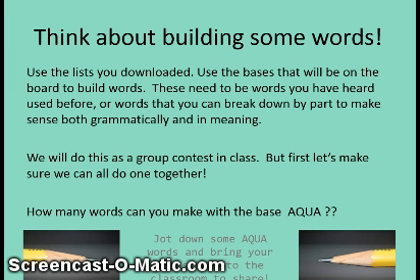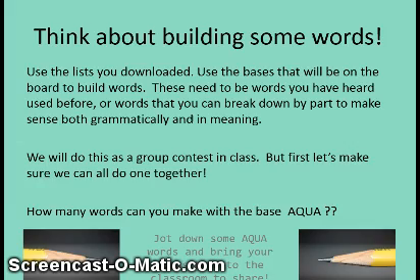Okay, so let's think about building some words. Use the lists that you downloaded. Use the bases that will be on the board to build words. So when you come back into the classroom, we're going to have an activity for you, okay? There are going to be a number of bases on the board, and we're going to put you guys into breakout rooms and groups and see how many words you could build. Okay, and they need to be words that you have heard used before or words that you can break down by part to make sense both grammatically and in meaning. And we will do this as a group contest in class, but first let's make sure we can all do one together.